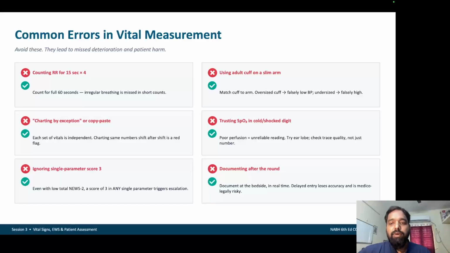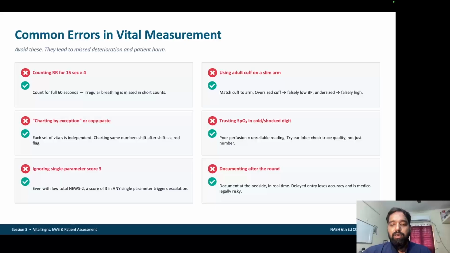Using an adult cuff on a slim arm: match the cuff to the arm. An oversized cuff may give a falsely low BP, while an undersized cuff results in a falsely high BP. Trusting SpO2 in a cold or shocked digit: poor perfusion may result in an unreliable reading. So try an ear lobe probe, check the trace quality, or take an average if you are really doubtful and it is life threatening.